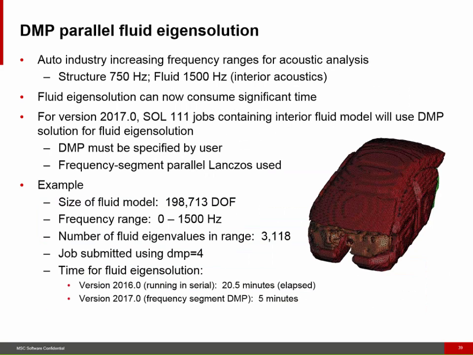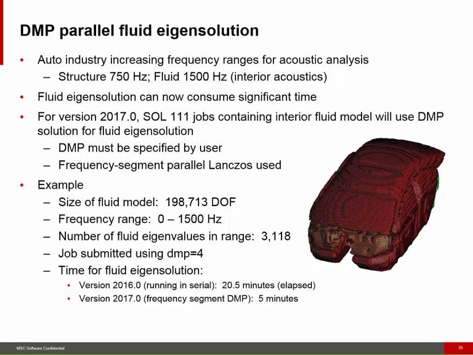So, the DMP parallel fluid eigensolution. For many automotive models, we see an increasing size of the interior fluid domain, and you also want to go to higher frequencies. That can mean that the solution of the fluid modes consumes significant time. So in version 2017 of MSC Nastran, when you run your solution 111 job with an interior fluid model and run with DMP, the solution of the eigenmodes for the fluid will be parallelized with DMP. That is done in the frequency segment parallel Lanczos method. We chop up the frequency interval into several pieces and solve each interval in a separate process.